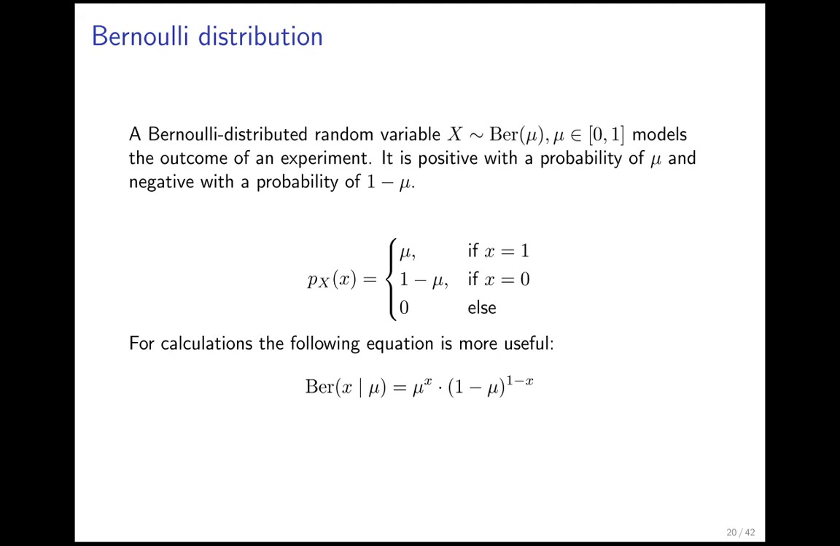It's the so-called Bernoulli distribution. And the Bernoulli distribution models, for example, a coin toss, where you have two outcomes, either heads or tails, or in a very general fashion, it models the outcome of an experiment where you can either have a success or a failure, where you would say that heads is success and tails is failure, for example.